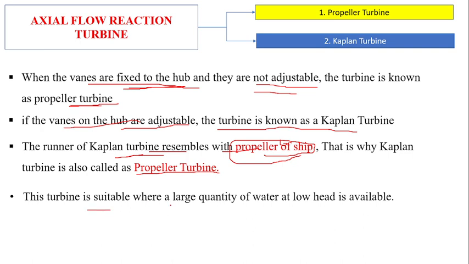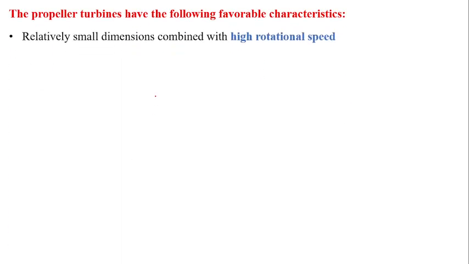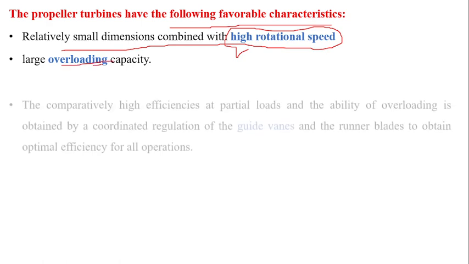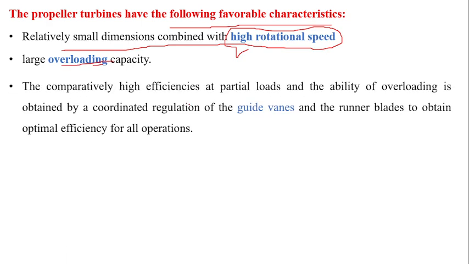The turbine is suitable where a large quantity of water at low head is available. Low head and large quantity of water. The propeller turbines have the following favorable characteristics: relatively small dimensions combined with high rotational speed, which means it can rotate at very high speeds, and large overloading capacity. Also comparatively high efficiency at partial loads.